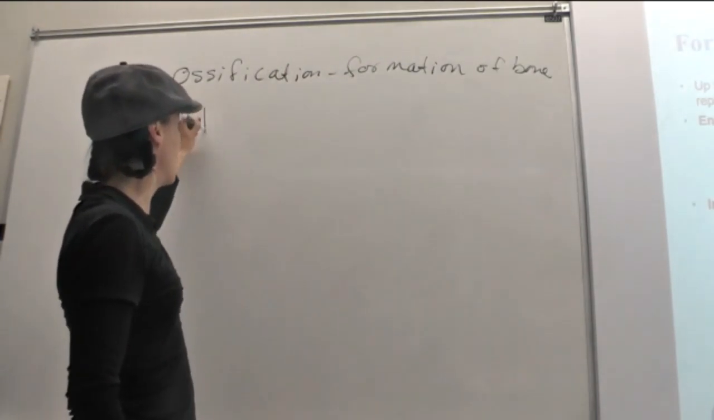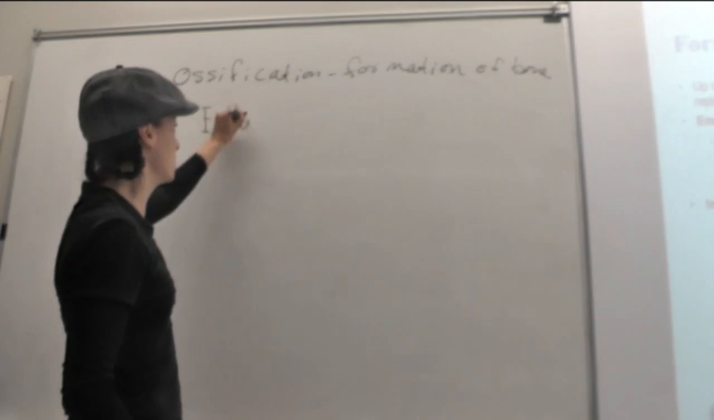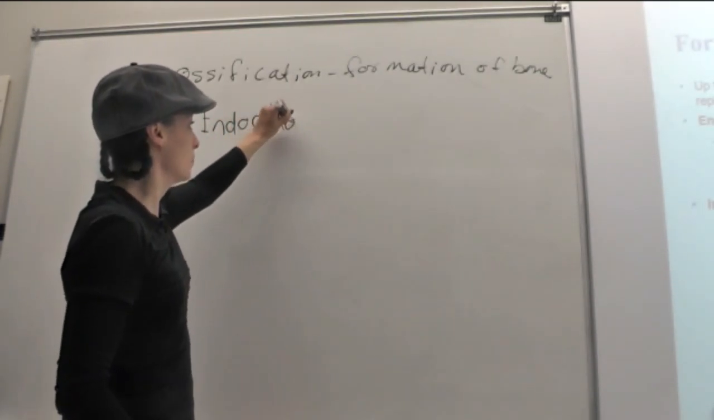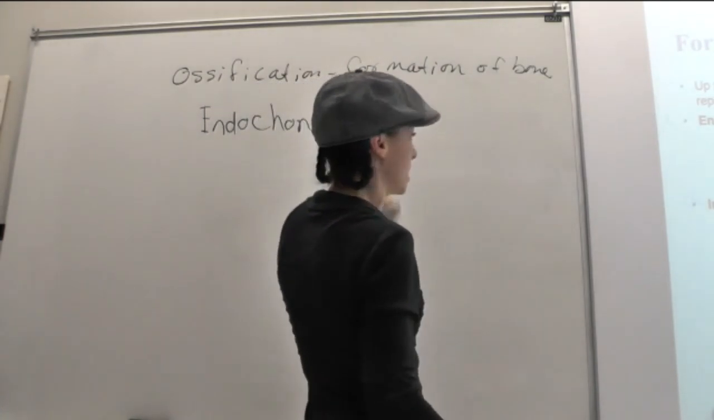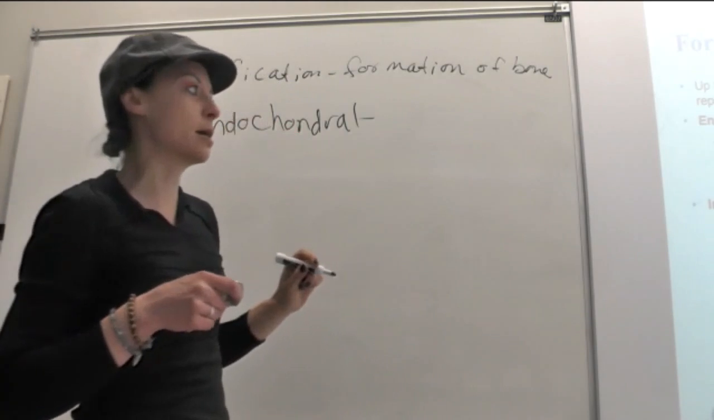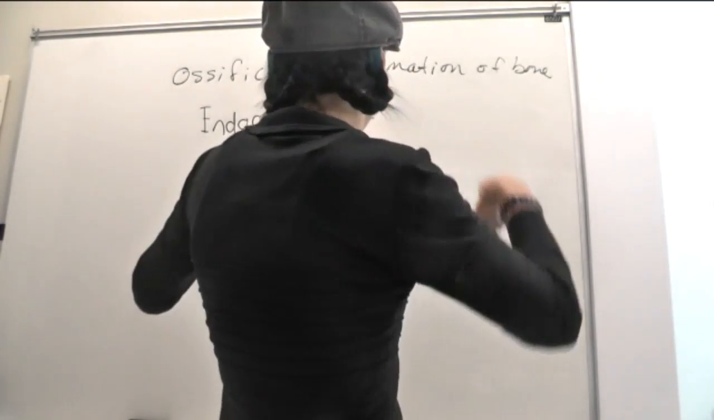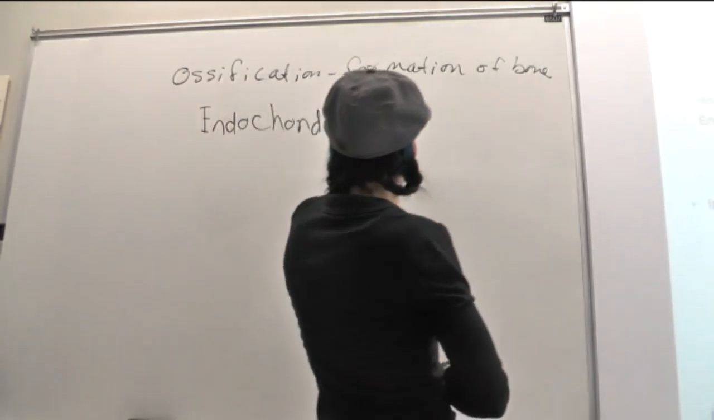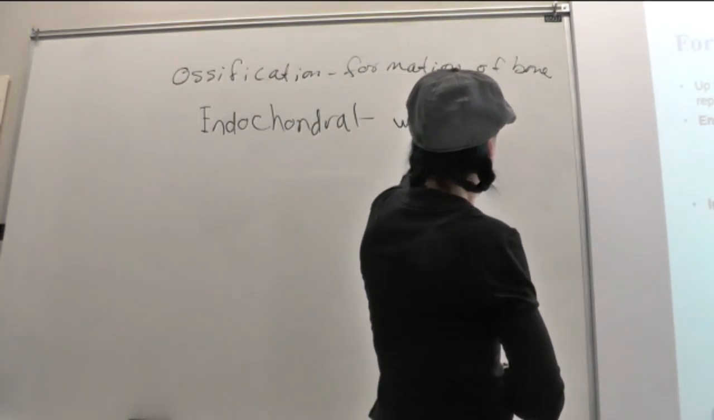The first way is called endochondral ossification. Endo means within, chondral is always referring to cartilage. So endochondral ossification begins with a hyaline cartilage mold. So we'll make a hyaline cartilage model of the bone, and then we'll overtake it and replace it with osseous tissue. So endochondral is within hyaline cartilage.